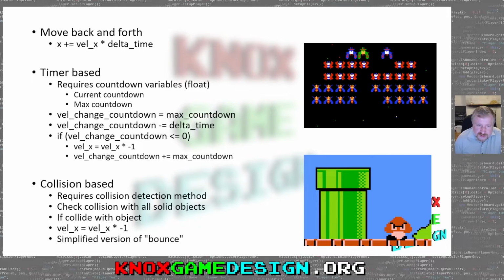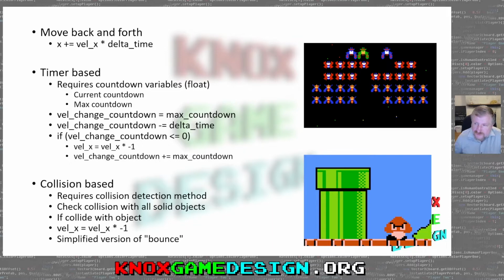So what we're going to do is set the countdown for the velocity change to the max countdown on startup. And then on every update, we're going to subtract off the delta time. So basically, delta time is how much time has elapsed since the previous frame. So we're going to subtract that off. And then once that countdown value gets to 0 or less than 0, then we're going to flip the X velocity. So basically, we're going to take vel X and assign vel X times -1.